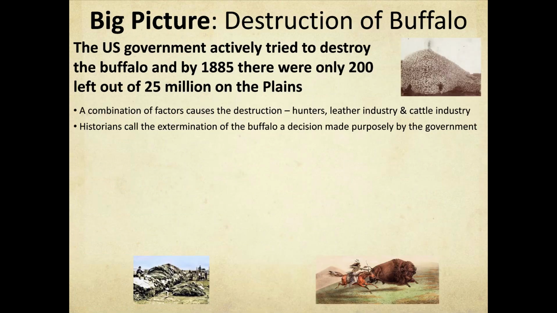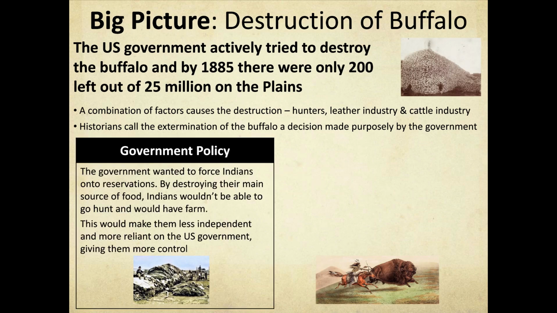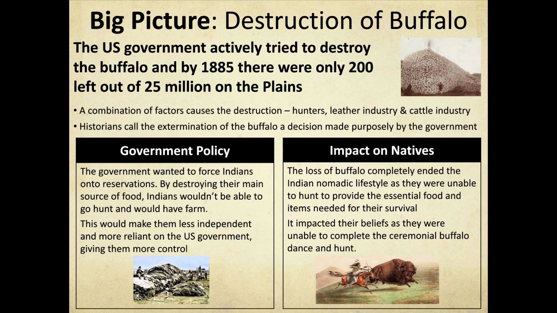Destruction of the buffalo. Only 200 remained out of 25 million by 1885. A combination of factors causes the destruction. Hunters, the leather industry, the cattle industry. Historians call the extermination of the buffalo a decision made purposely by the government. Government policy. They wanted to force Indians onto reservations. By destroying their main source of food, Indians wouldn't be able to go and hunt, and they would have to farm. This would make them less independent, more reliant on the US government, giving them more control.